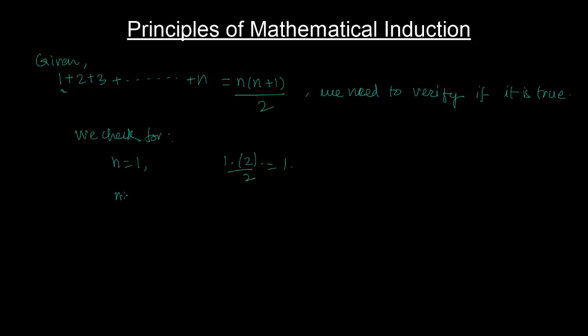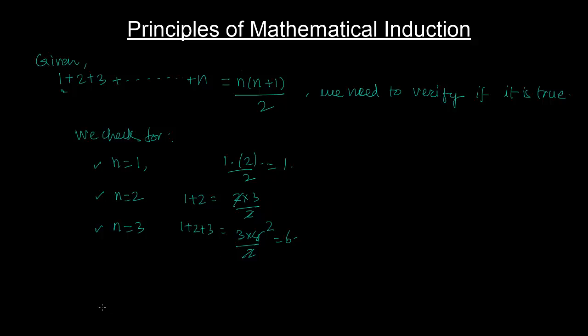Now I go for n is equal to 2. If n is equal to 2, the LHS becomes 1 plus 2, which is equal to 3. The RHS becomes 2 into 3 by 2. Is that 3? Yeah. So it is true for n is equal to 2. It was true for n is equal to 1. Now n is equal to 3. So I put 1 plus 2 plus 3. This is 6. How about this? 3 into 4 by 2, which is 6. Fine, that is also true.